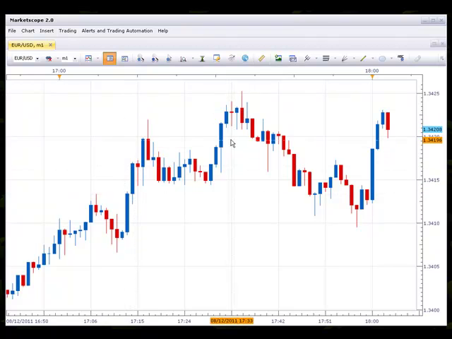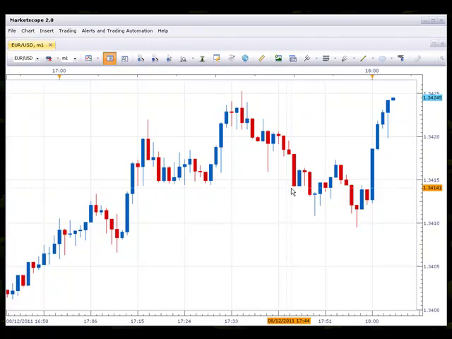A blue candle means the price moved up during the period, and a red candle means the price moved down. The up candles are drawn so the open price is at the bottom of the blue body and the close at the top. The down candles are drawn so the open price is at the top of the body and the close at the bottom.